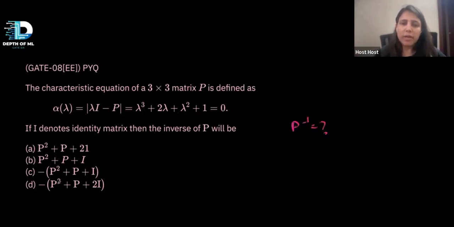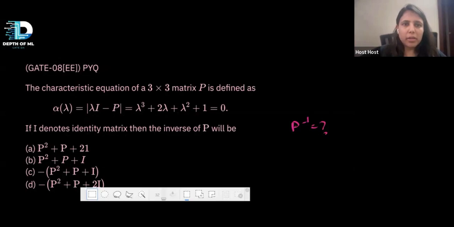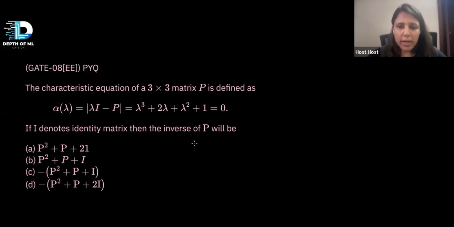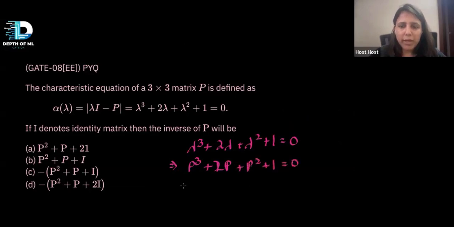So here also we'll try to use Cayley-Hamilton theorem. Let me see how I can use it. I know that lambda cube plus lambda square plus 2 lambda plus 1 is equal to 0. So let me put P cube plus P square plus 2P plus I is equal to 0, correct? Now let me multiply with P inverse on both sides, because I want to make a P inverse. I don't have it, so I'll try to make it.